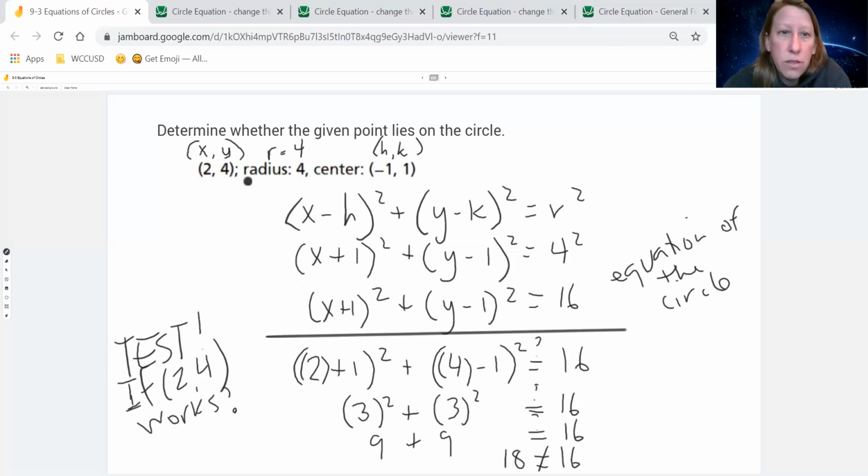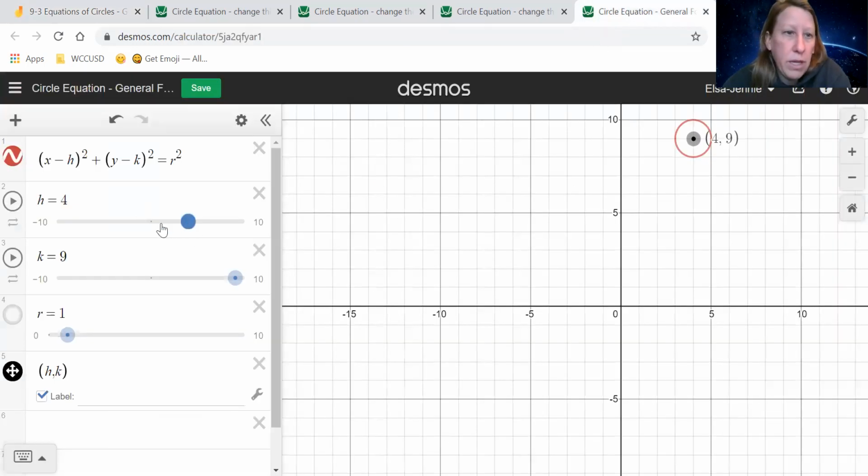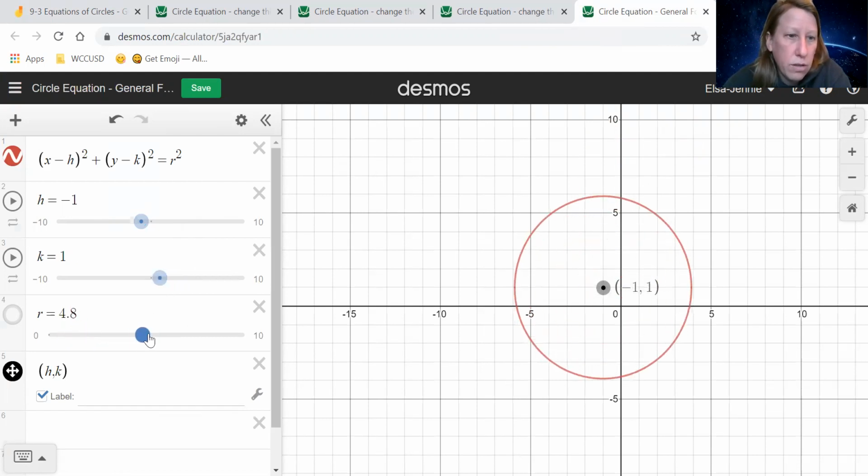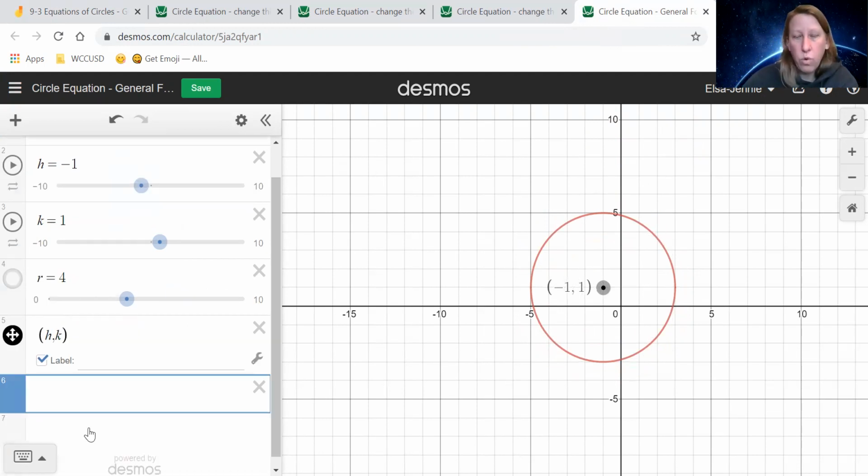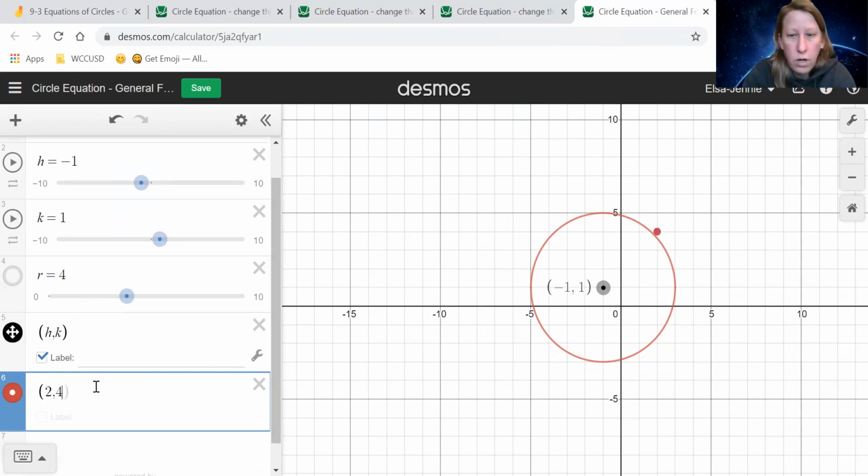I'm going to go to Desmos and I'm going to plug in this information. So I'm going to make h -1 and k 1 and the radius 4. Okay, that is what this circle looks like. And the point I was wondering about was this point 2, 4. I was wondering if that was on the circle or not.